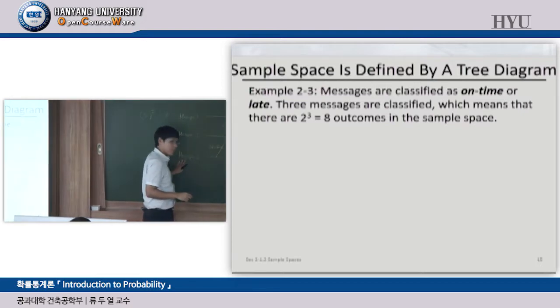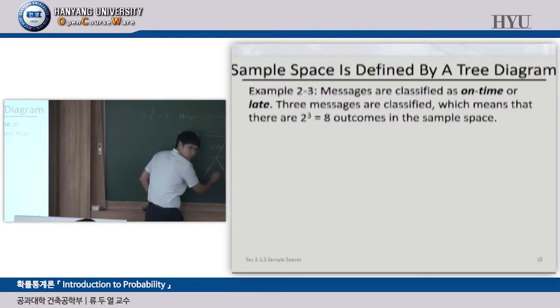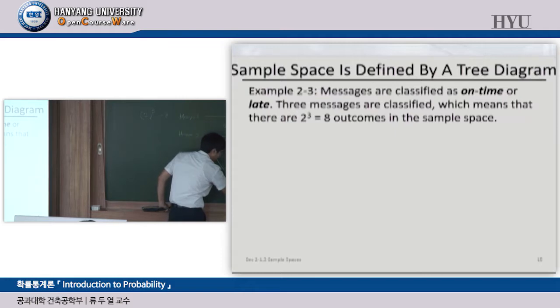So for the case of message 3, if we assume that message 1 arrives on time and message 2 arrives on time, now we have two options: message 3 arrives on time or late. And this can be applied for all these points, right? This is the on time, this is the late.